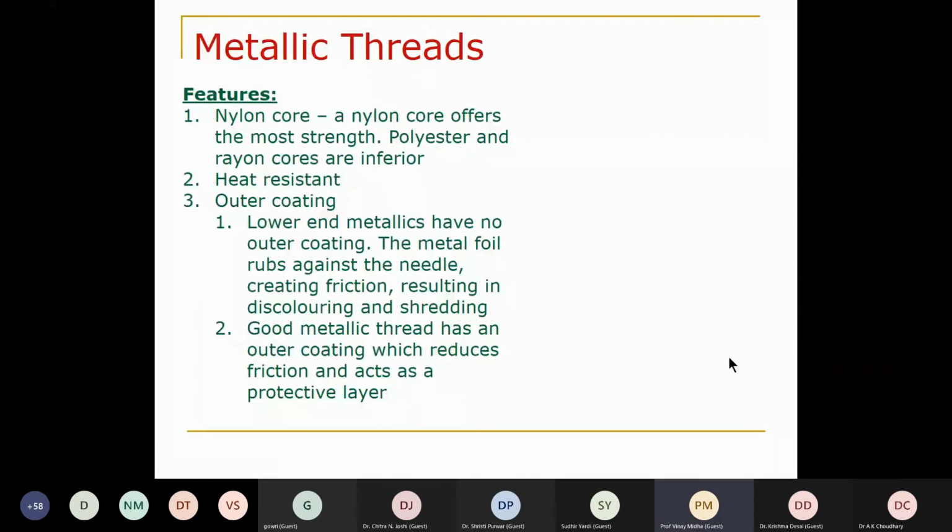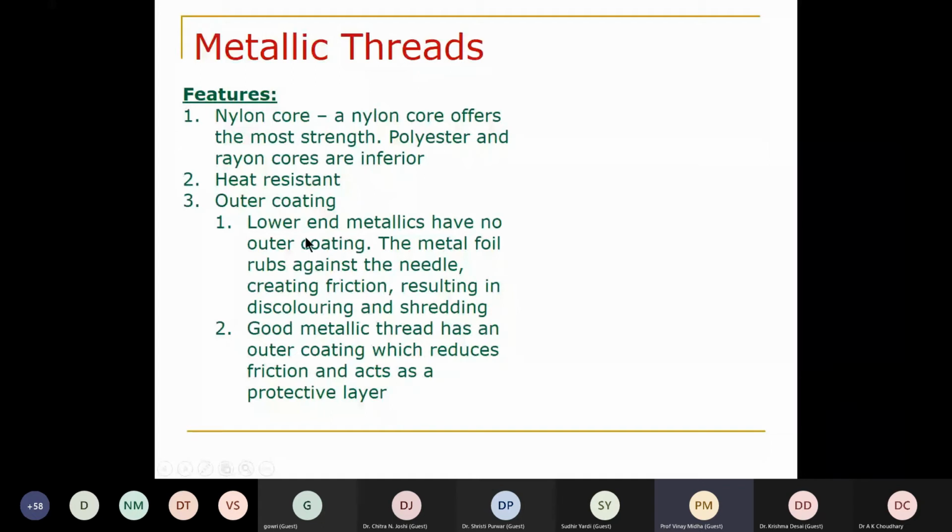Then we have certain metallic threads, where the outer surface is metal. They can have a nylon core, which offers the most strength. Polyester and rayon cores can also be used, but they have lower strength than nylon. They are heat resistant, and the outer coating can be lower end metallics. Lower end metallic sewing threads have no coating. The metal foil is on the surface, which does not have any surface coating.